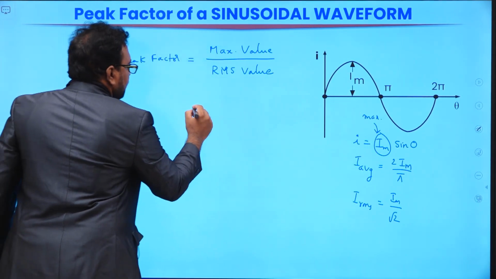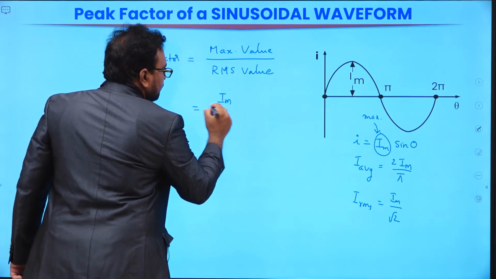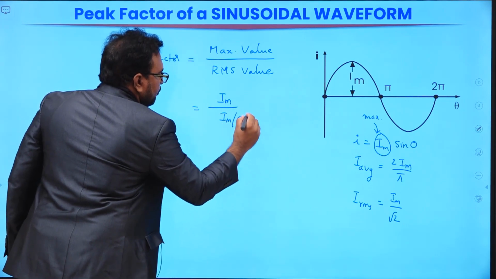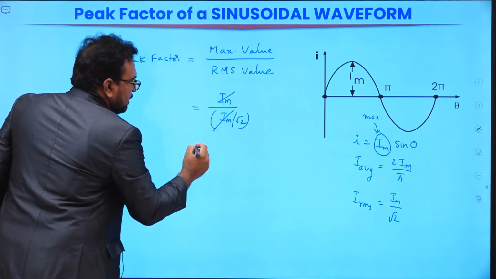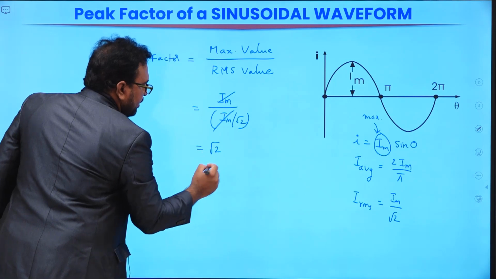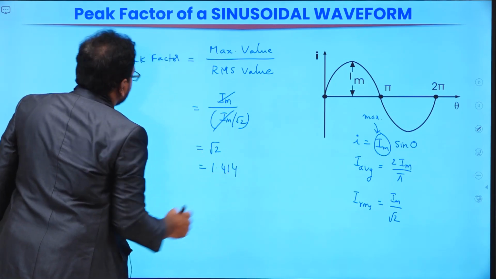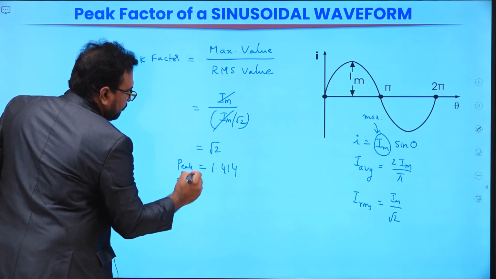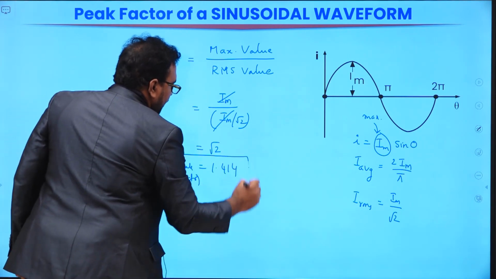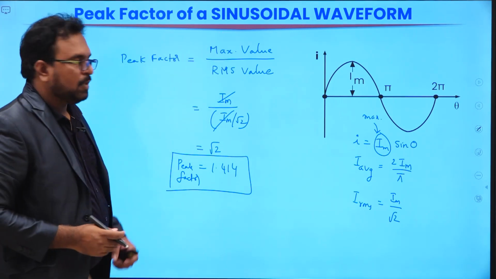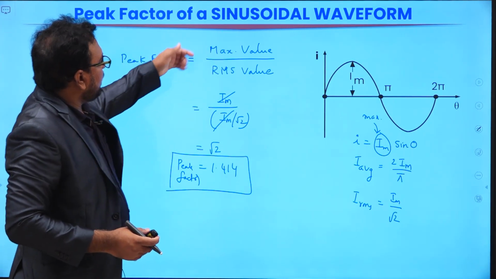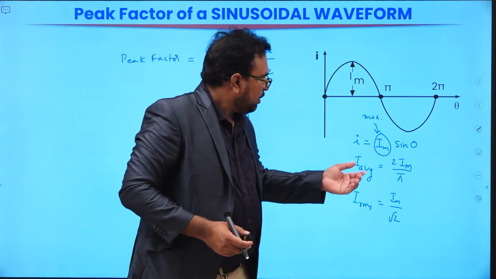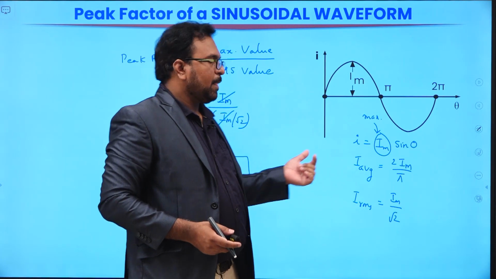So what is the maximum value? Maximum value is Im. And what is the RMS value? Im by root 2. So this Im gets cancelled. The answer is root 2. Root 2 means 1.414. So the peak factor is 1.414 for a sinusoidal waveform. So the peak factor can be obtained from the maximum value and RMS value. Already we know the maximum value from the waveform, and we have already calculated the RMS value.